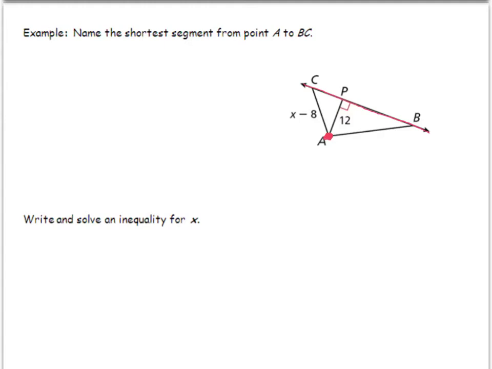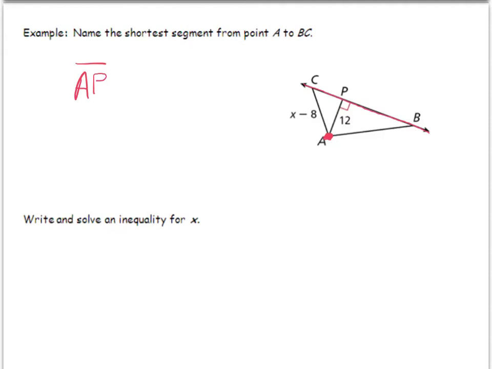Now we said the shortest distance from a point to a line is the one that is perpendicular. So if I'm looking at it, is it going to be the line segment AC, the line segment AP, or the line segment AB? Now hopefully common sense plays a little bit of a role here also, and you notice that the line segment AP, which is the perpendicular one, is going to be the shortest from the point A to the line BC.